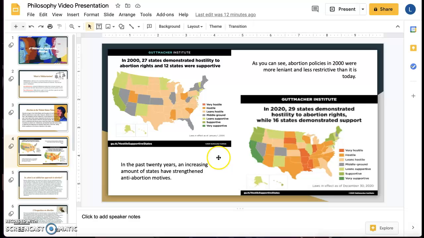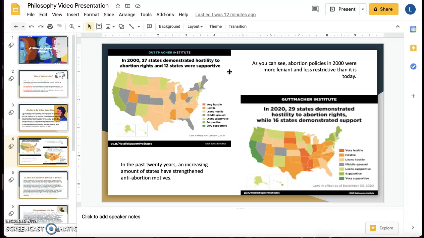So this is just an image that shows abortion policies in 2000, and this is another image that shows abortion policies last year. So this one states that in 2000, 27 states demonstrated hostility to abortion rights and 12 states were supportive. This one states that in 2020, 29 states demonstrated hostility to abortion rights, while 16 states demonstrated support. As you can see, abortion policies in 2000 were more lenient and less restrictive than it is today. In the past 20 years, an increasing amount of states have strengthened anti-abortion motives.